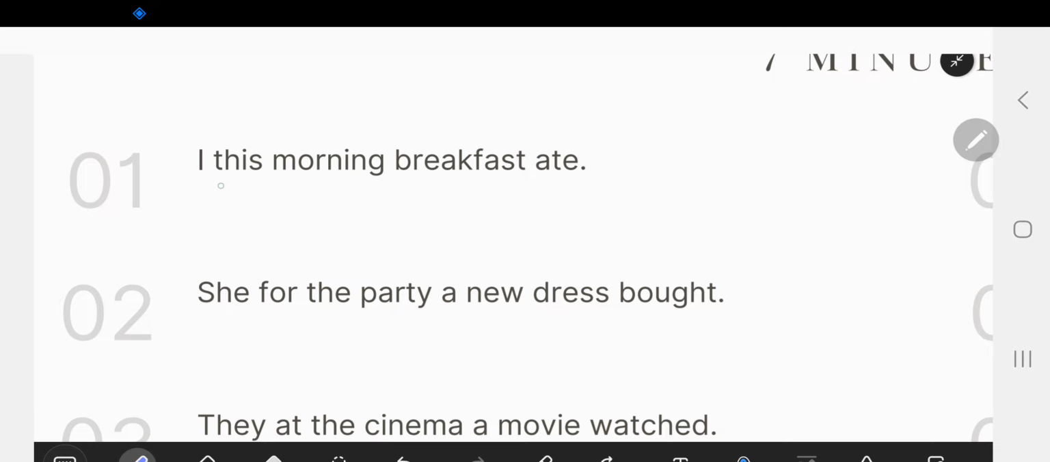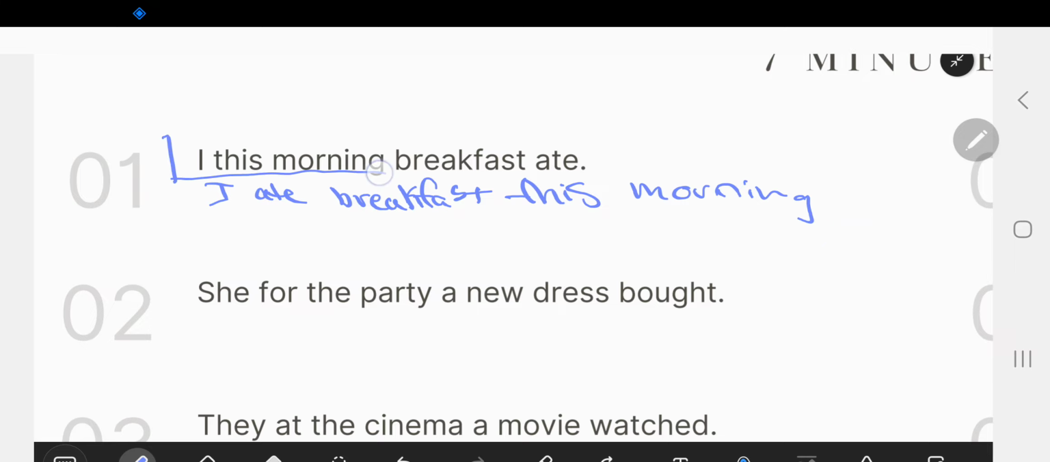So let's say I this morning breakfast ate. All right, that's Korean. So I ate breakfast this morning. Pretty simple. This is Yodified, and we're just translating it to Korean. I ate breakfast this morning.